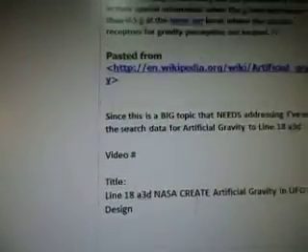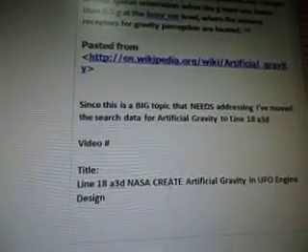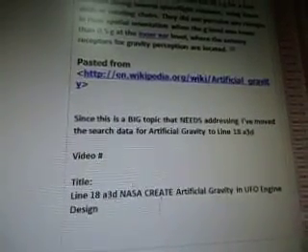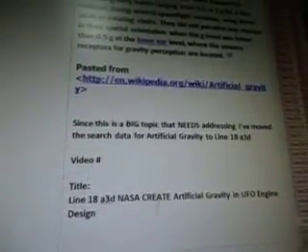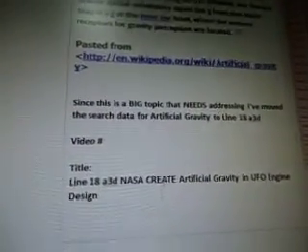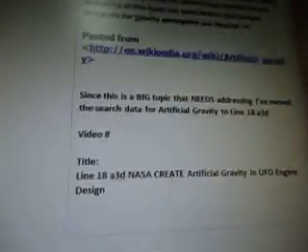Anyways, since this is a big topic that needs addressing, I've moved the search data for artificial gravity to line 18A 3D. Actually, I've moved all the lines around, so I don't even know if that's true anymore, but it goes from line 18A 3D, and it's all up to F and H right now. I still have a lot more research to do.